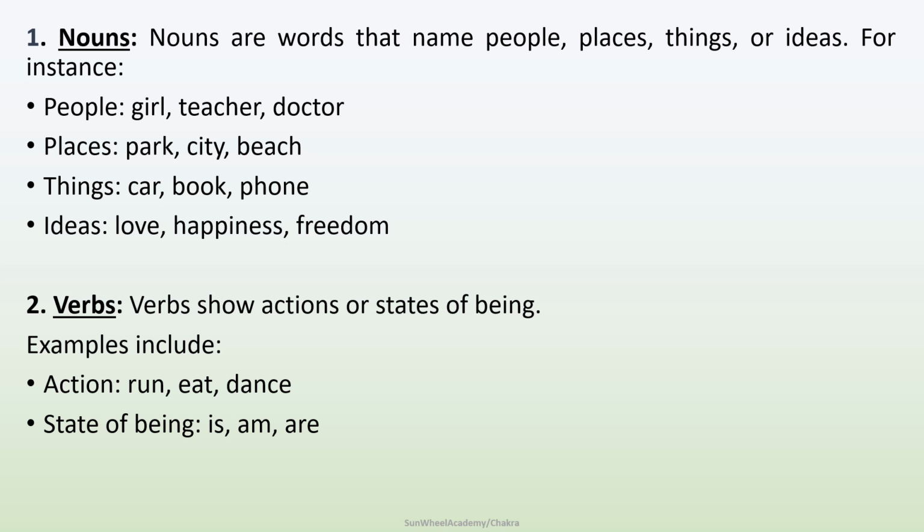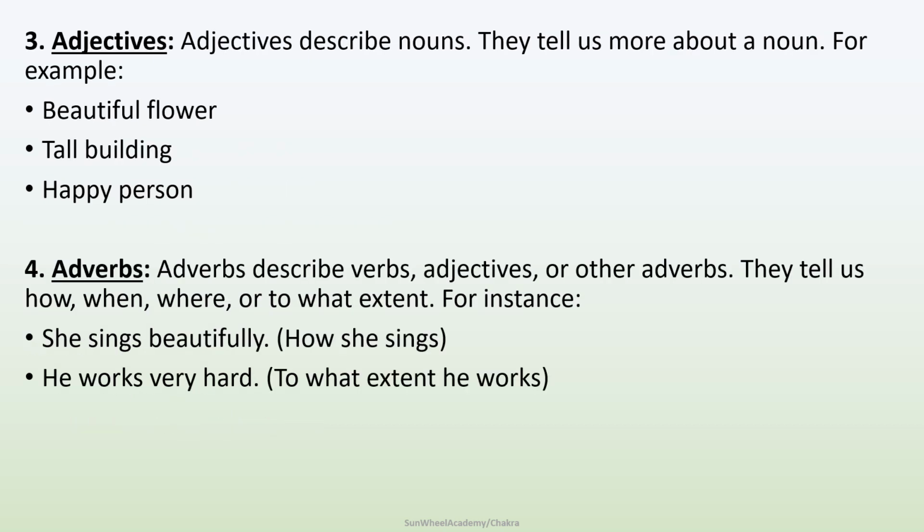2. Verbs. Verbs show actions or states of being. Examples include action: run, eat, dance. State of being: is, am, are. 3. Adjectives. Adjectives describe nouns. They tell us more about a noun. For example, beautiful flower, tall building, happy person.